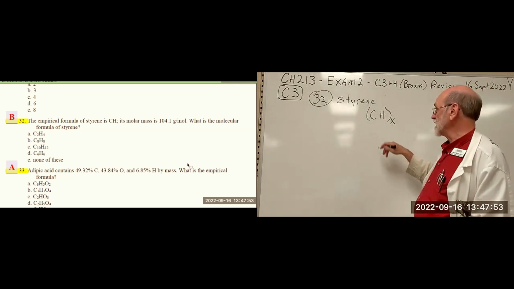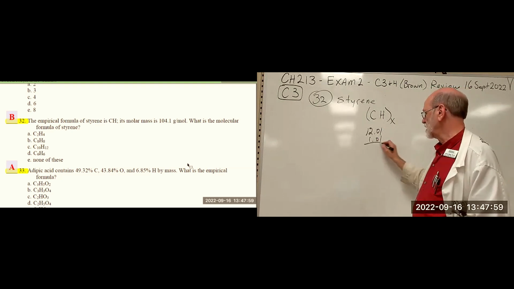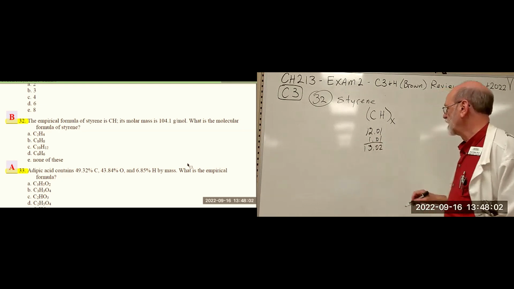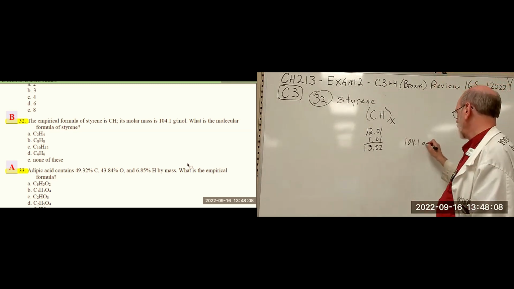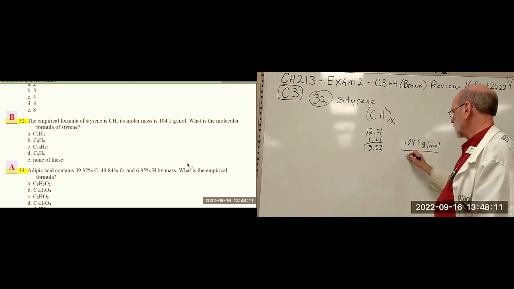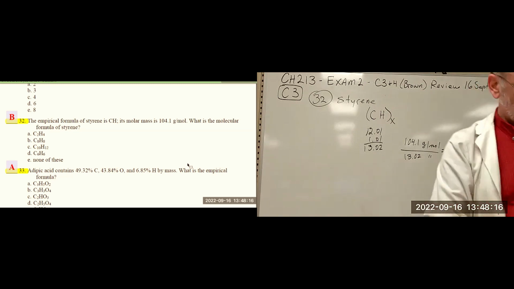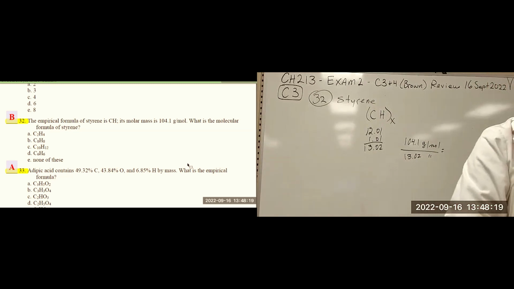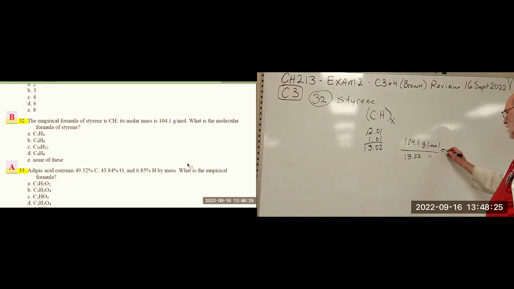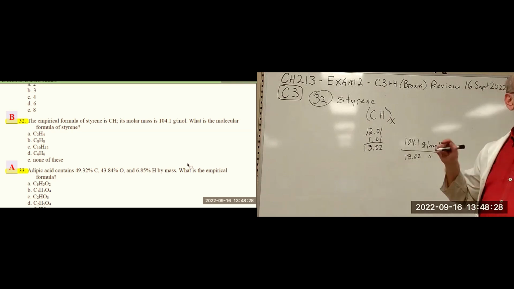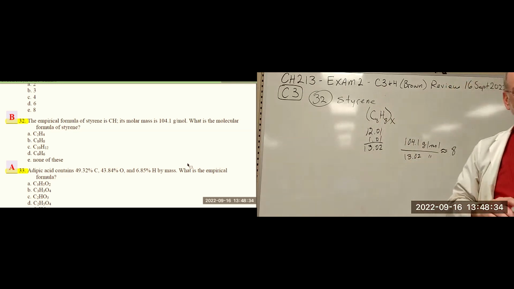So the empirical mass is 12.01 and 1.01, which is 13.02. And we're given 104.1 grams per mole. So if we divide 13.02 grams per mole into 104, I get 7.995, or 8. So our multiplier is 8. C8H8. That's styrene.